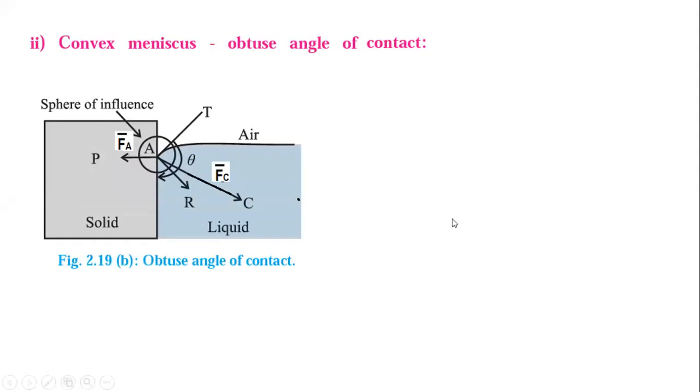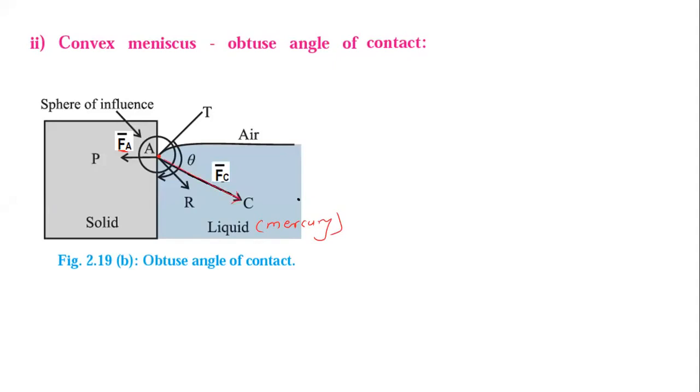Again here, everything is based on adhesive force and cohesive force. Everything depends on that. You can see here, this is the adhesive force due to this solid molecule. Adhesive means force between different molecules. A is the liquid molecule and this is the solid surface. So the force between different molecules means adhesive force. Okay? And these liquid molecules, maybe mercury here, so it is mercury.